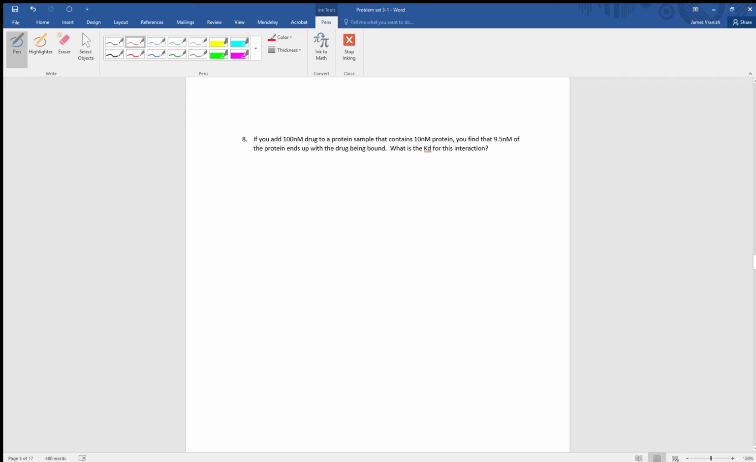Number 8 asks, if you add 100 nanomolar drug to a protein sample that contains 10 nanomolar protein, you find that 9.5 nanomolar of the protein ends up with the drug being bound. What is the KD for this interaction? The equation we want to use here is our fraction bound is equal to our concentration of ligand divided by the KD plus the concentration of the ligand.